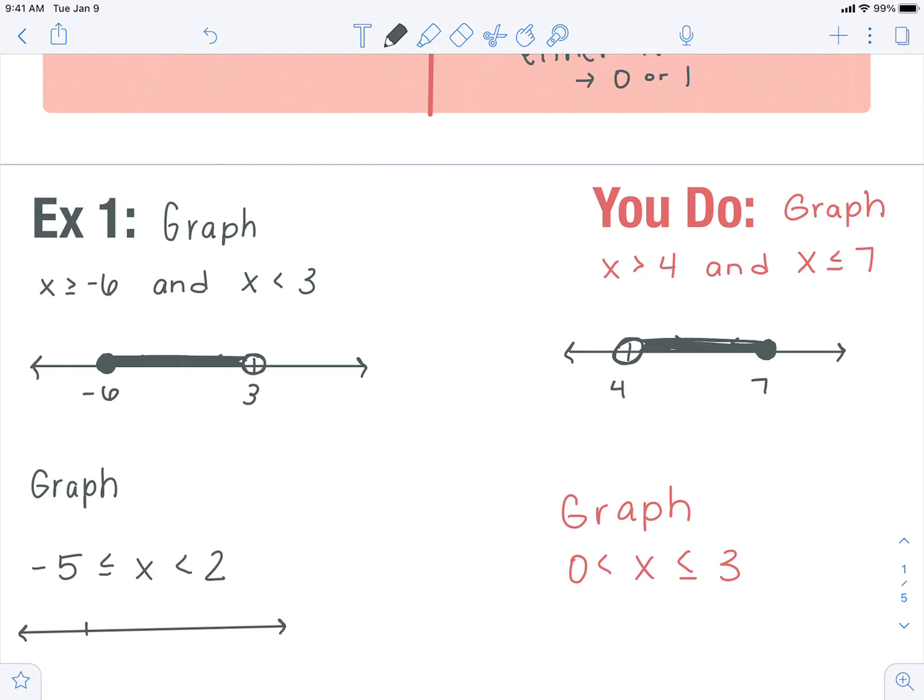So when I go to graph this, I put negative 5 on the number line. I put 2 on the number line. My negative 5 has an equal to sign.